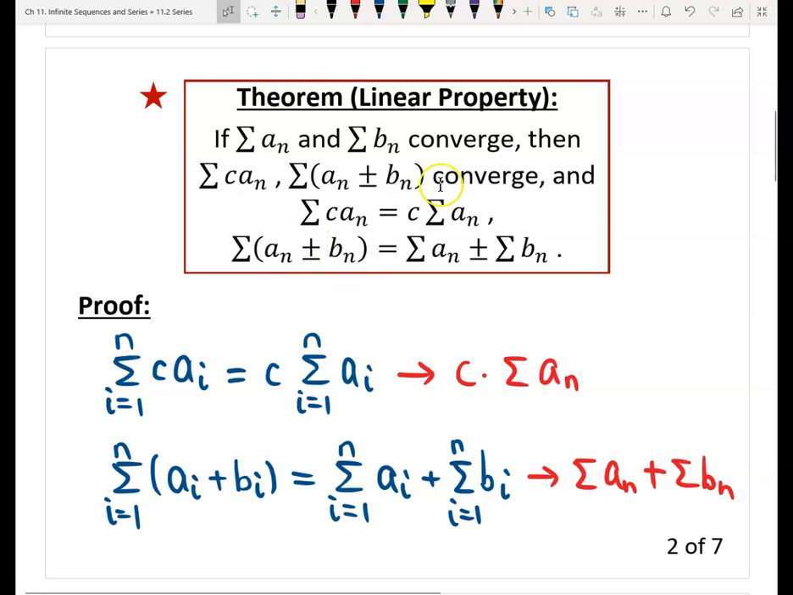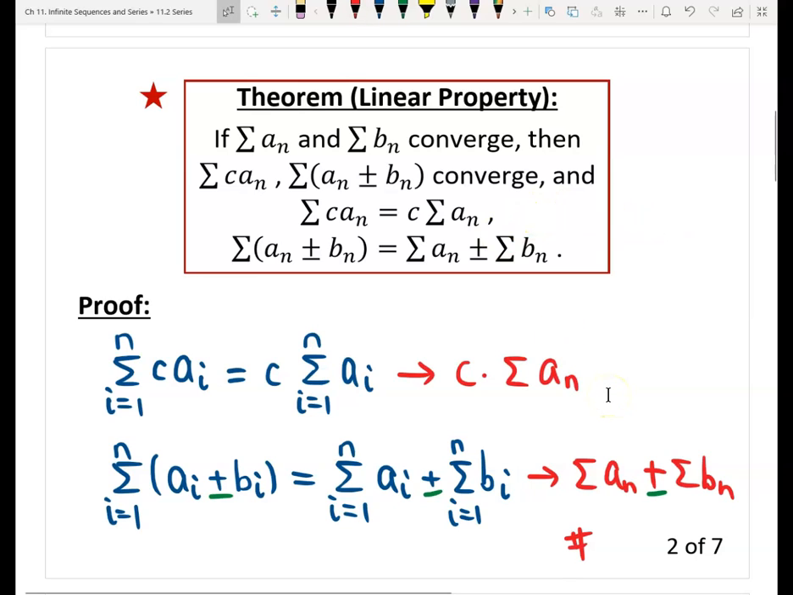How about the minus? Of course, they are exactly the same. All we need to do is put a negative here, put a minus. So we put a minus. This is the proof, and we can use this property to find the sum.